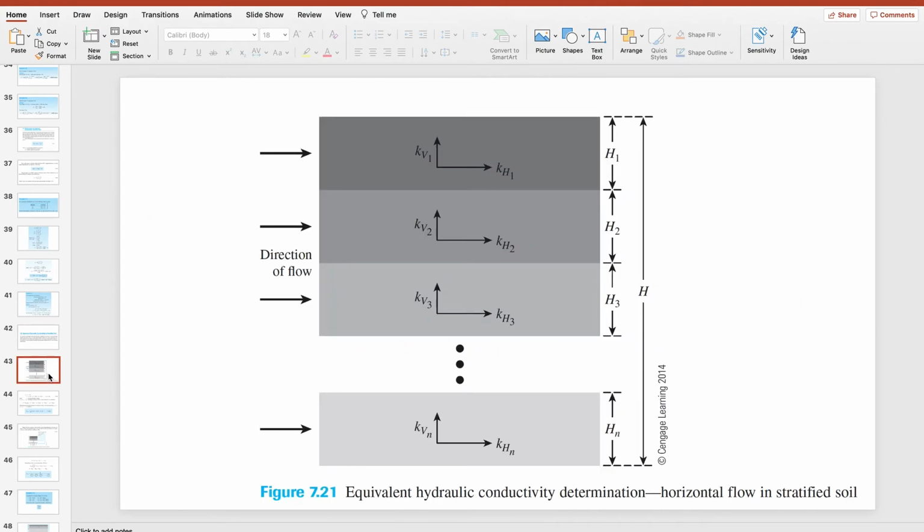So when we say stratified soil, nag-iiba yung porosity per layer. So possible na nag-iiba yung soil type per layer. So dito, hindi lang iisa yung direction ng flow ng water. We have horizontal and we have vertical. Okay? So for the vertical, it would be K sub V sub n. For the horizontal, K sub H sub n. And you have here your total height, and you have the individual height of each layer of the soil. Okay?